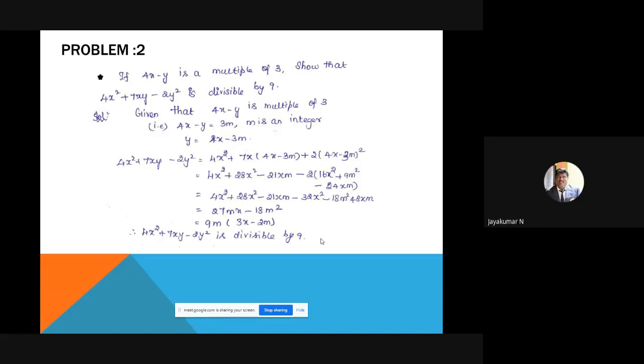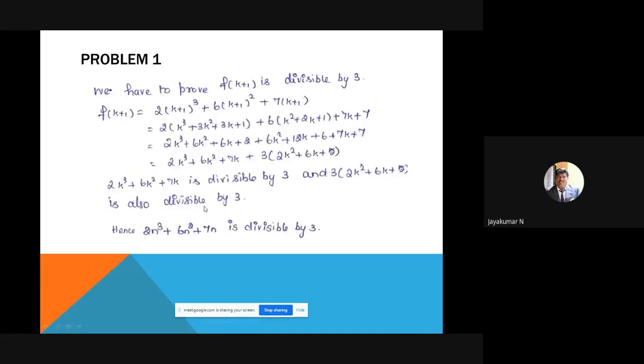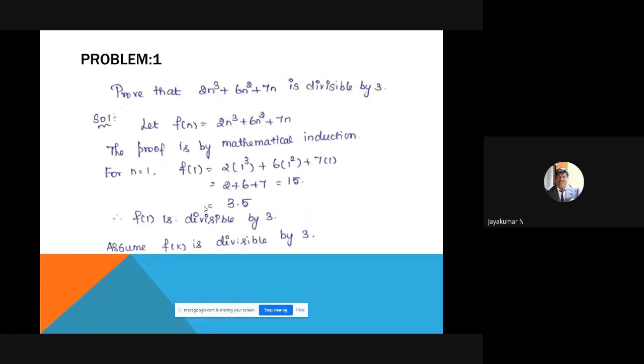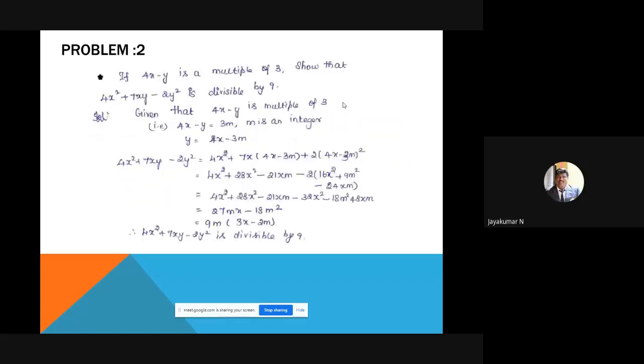Okay, sir. So in the previous problem we cannot say directly because we don't know about n, whether n is positive or negative. We don't know. Because suppose here is a multiple of 3, here is a multiple of 3, it means we can say directly this is divisible by 3. Yes, sir. So this is a little bit different problem in principle of mathematical induction. Okay. Thank you.